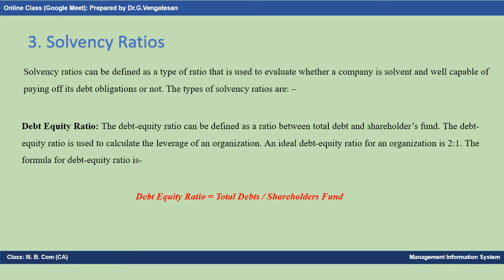Number one, debt equity ratio. This debt equity ratio is calculated to show the extent of outsiders' funds and shareholders' funds used in acquiring the assets of a firm.